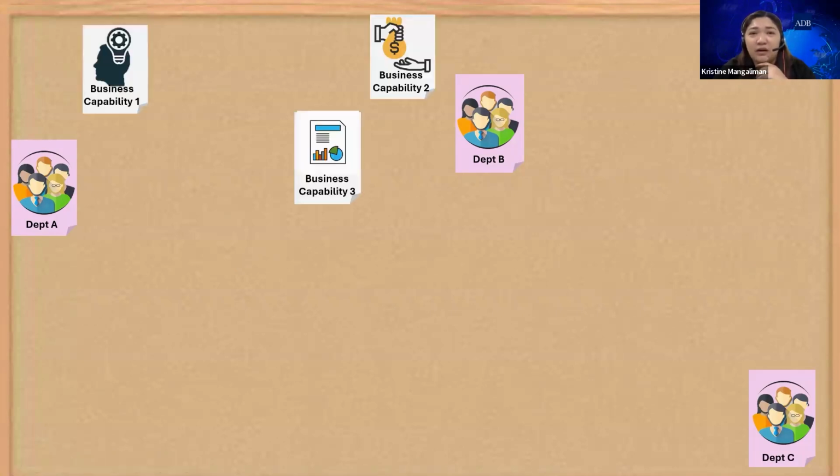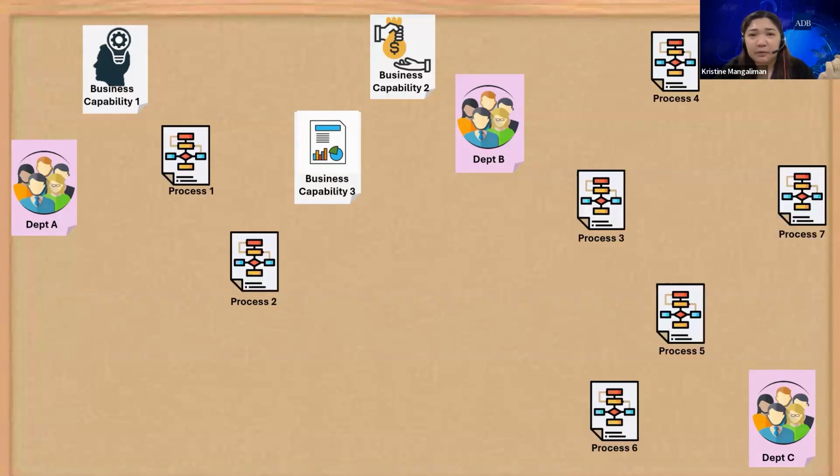And then the what are our business capabilities. So for example, for ADB, our business capabilities would range from project processing, knowledge management, technical assistance. So those are the what that the organization does. And then we have our processes. So if our business capabilities are the what, the processes are the hows. So these are how the business capabilities are delivered.